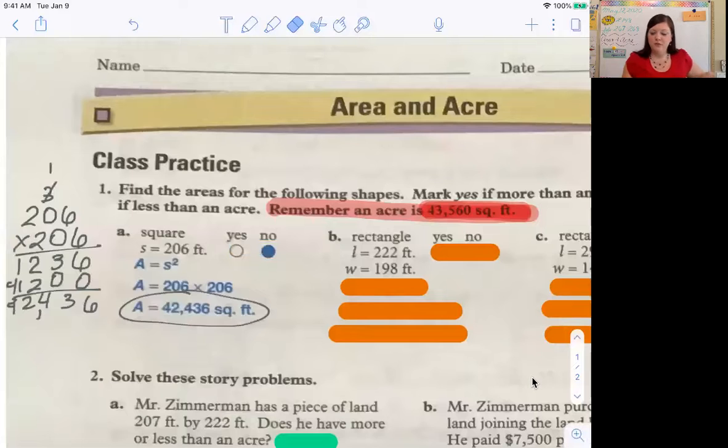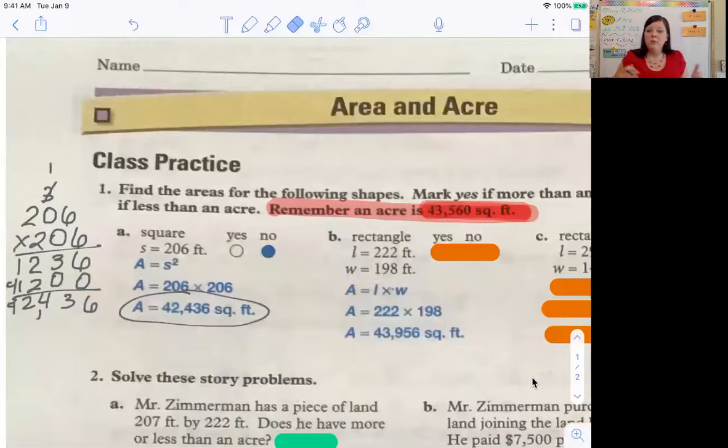Now, what is the formula for finding the area of a rectangle? The area of a rectangle is equal to length times width. Length times width. Go ahead and write that down. Length times width. Now let's plug in our length and plug in our width. When we multiply that together, we will get 43,956 square feet. Is that more or less than 43,560 square feet? It is more than that. Since it is more than that, yes, we do have an acre. There we go. Let's move on to letter C.